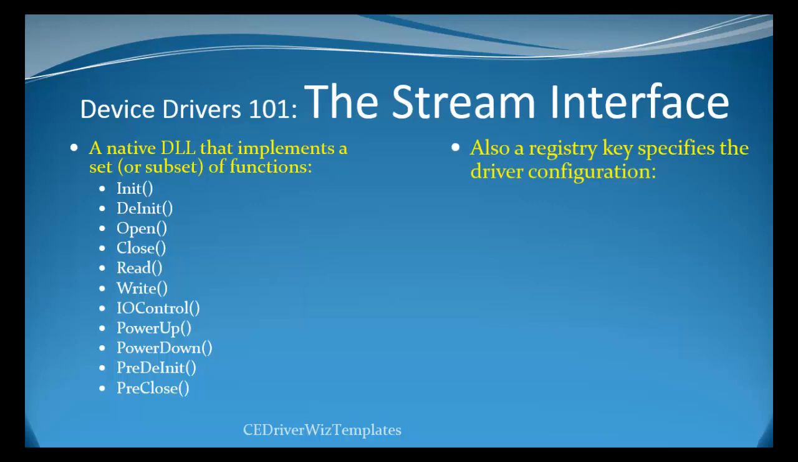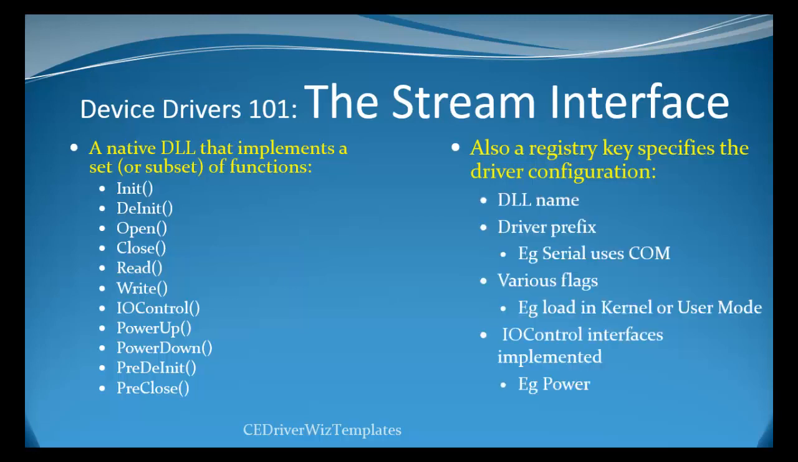Stream driver also requires some registry settings to specify some configuration issues to do with the driver. There's the DLL name, there's the prefix. The prefix, for example, like a serial driver will use a COM prefix. That's where we get the COM1 or COM2, COM3 colon. There are various flags. Some of these, for example, specify whether the driver is going to load in kernel or user mode.